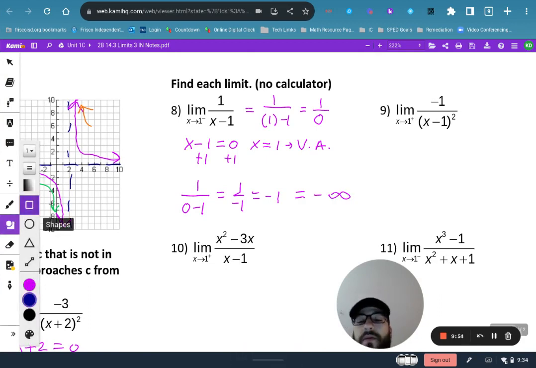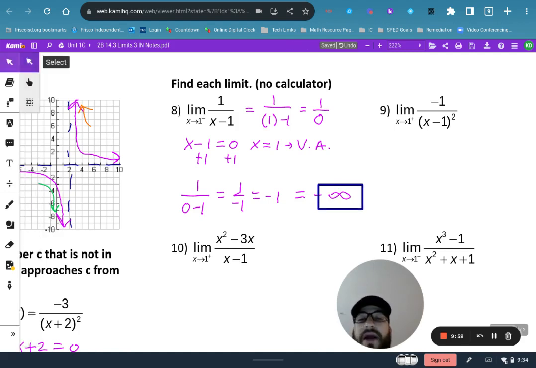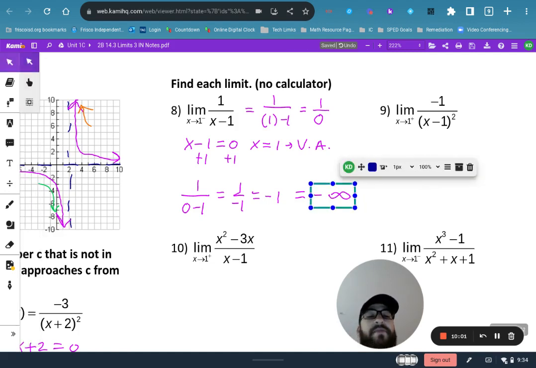So that is kind of how we're going to do these. There's kind of two steps to them. You plug in the number first. Okay, once you plug in the number, if you get that divide by 0, you know that you need to go back and look for a vertical asymptote.